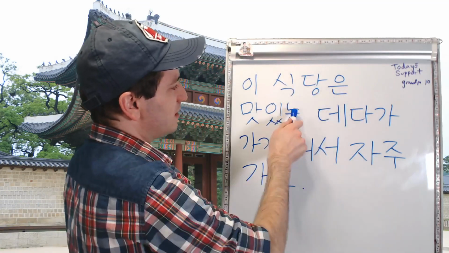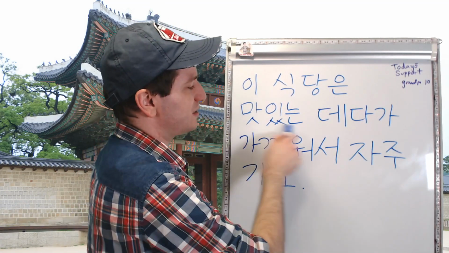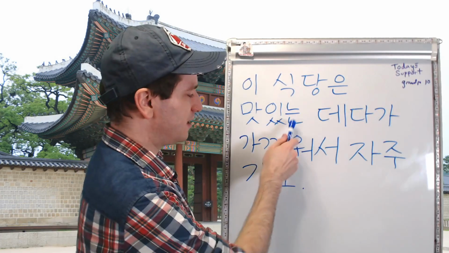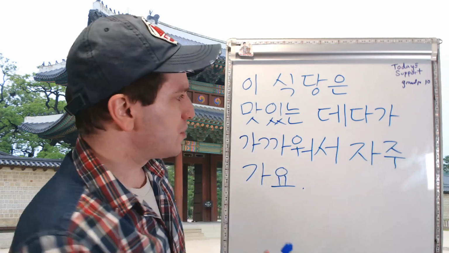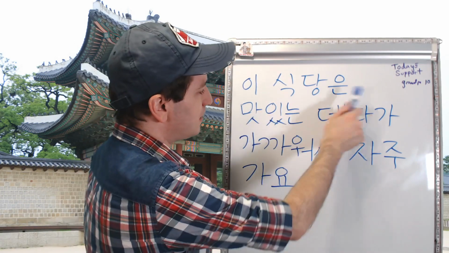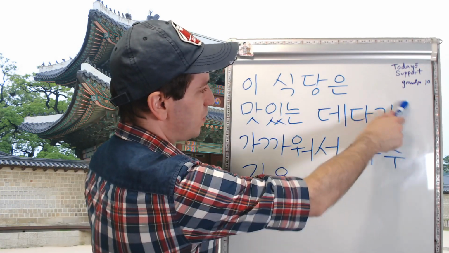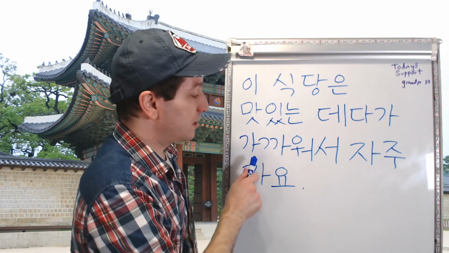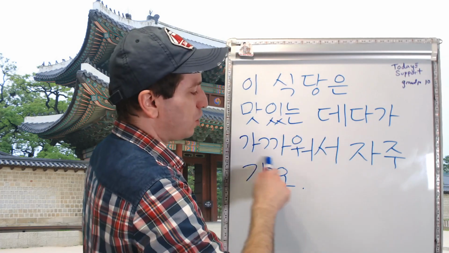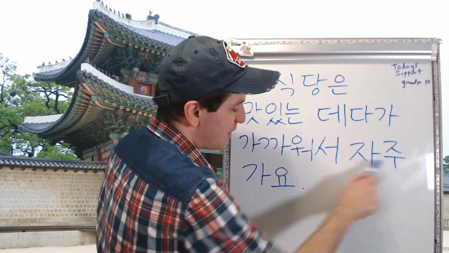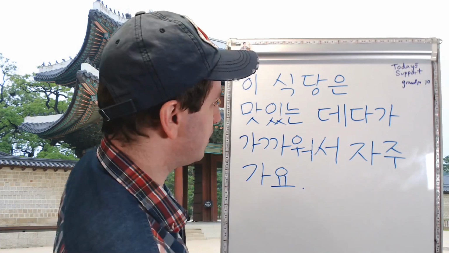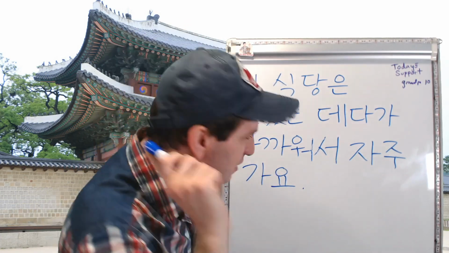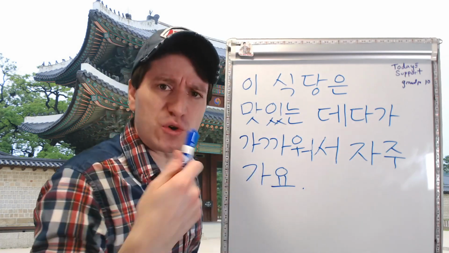So this restaurant, in addition to tasting delicious, so in addition to being really good, on top of that, or in addition to that, 가깝다 means to be close. So it's close. 이 식당은 맛있는 데다가, so on top of this restaurant being delicious or tasting good, 가까워서, it is close. And because of that, 자주 가요. I go there often. So I go to that restaurant often because on top of tasting good, it's also close.